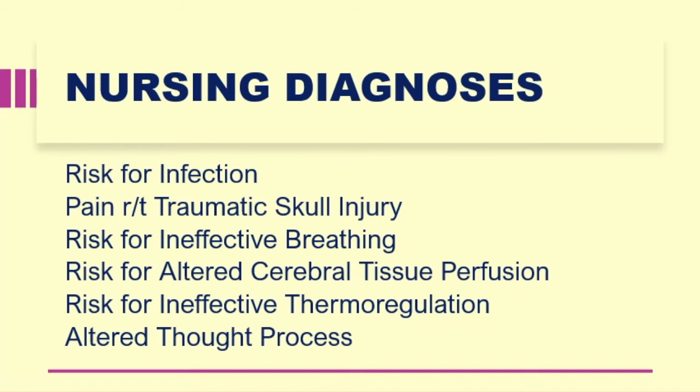Now, the following nursing diagnoses are applicable for these patients. Class, with hemorrhage, you have risk for infection, especially if it's open, pain related to traumatic skull injury. Then you have your risk for ineffective breathing patterns that would be brought about, class, by the damage on your brainstem. And then risk for altered cerebral tissue perfusion. Of course, you're talking about hematoma here. Then you have your risk for ineffective thermoregulation, hypothalamic function, class. And then you have your altered thought process. Damage on the frontal lobe and the parietal lobe would lead to altered thought process.